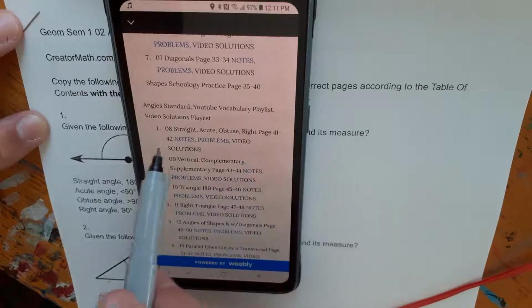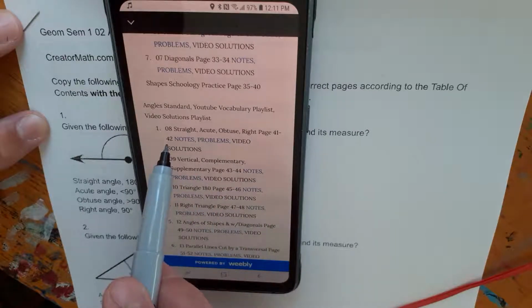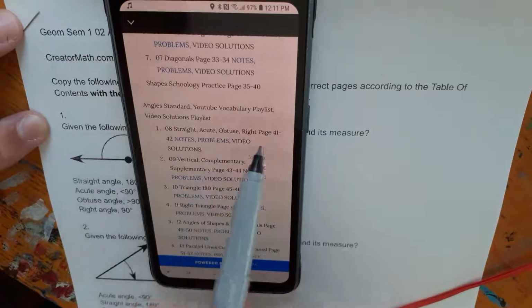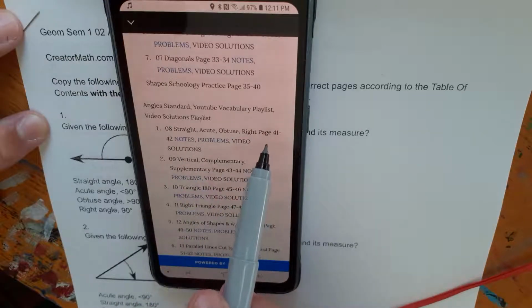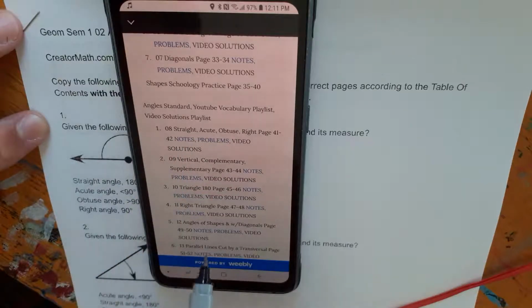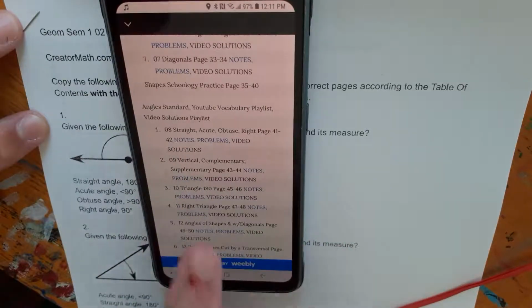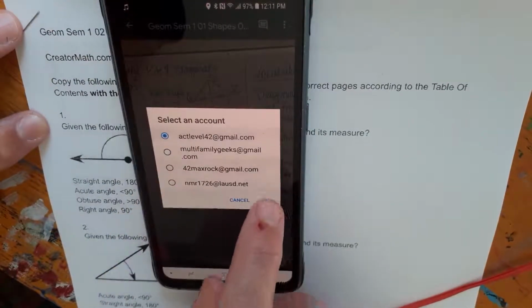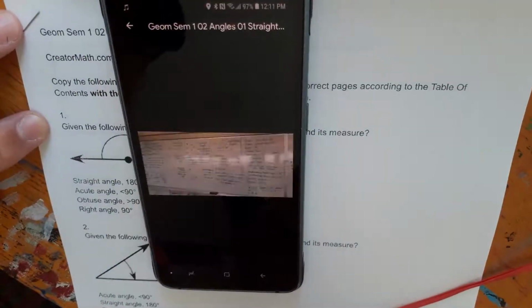These are the pages it goes on in your composition book for the notes. And don't use this video to get the pages. Go to the actual table of contents, because by the time you are watching this video, those page numbers will probably be different, you guys. So here's notes. We're going to click on that. This is what goes in your composition book on those pages.